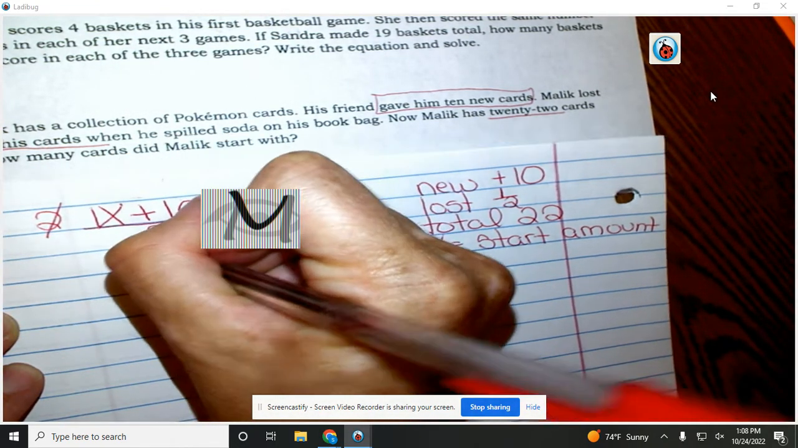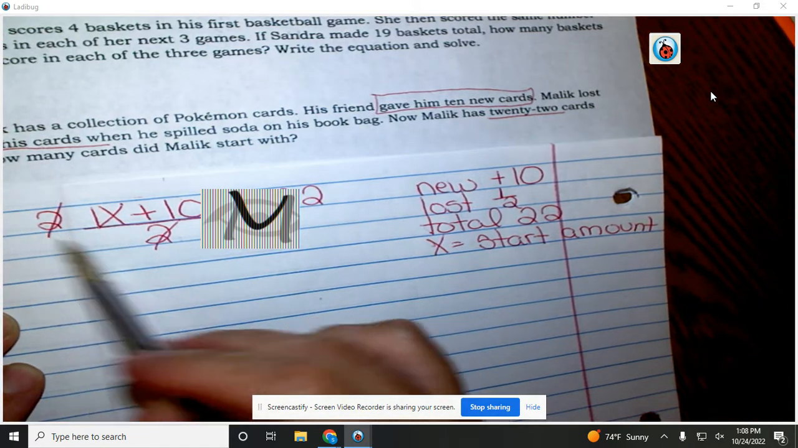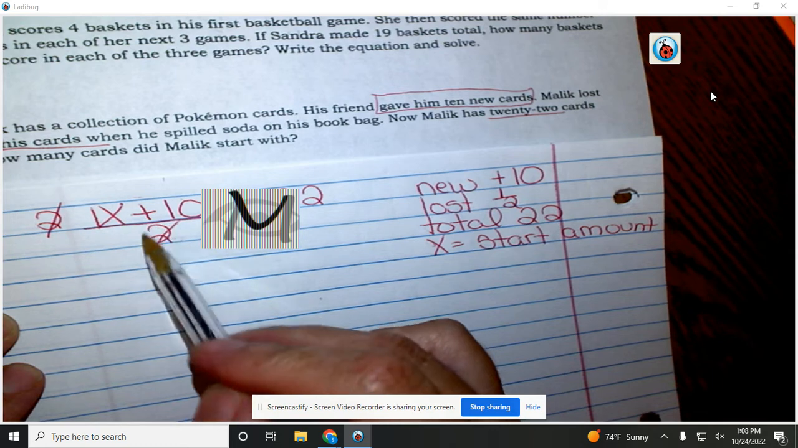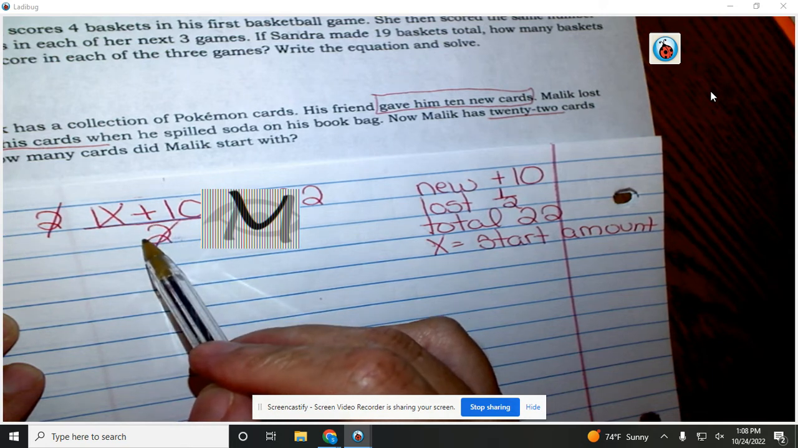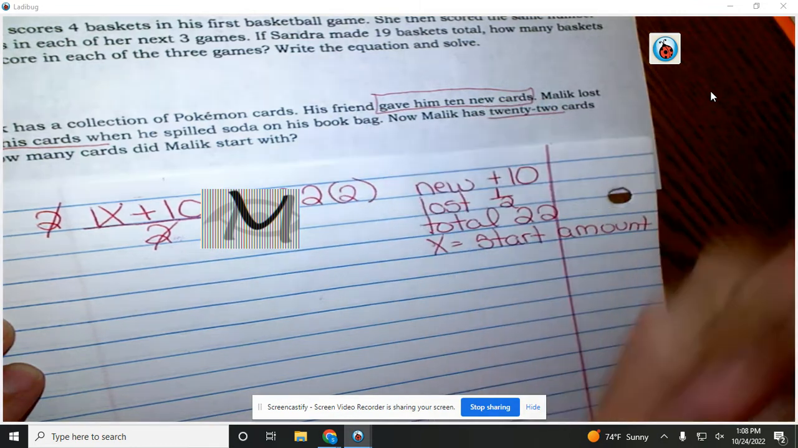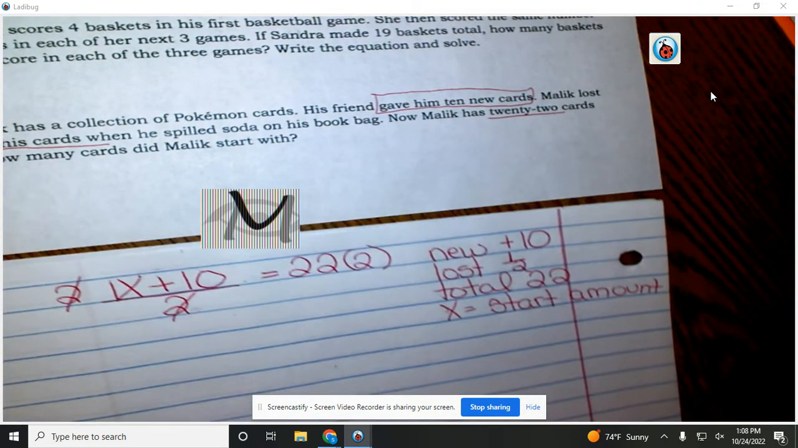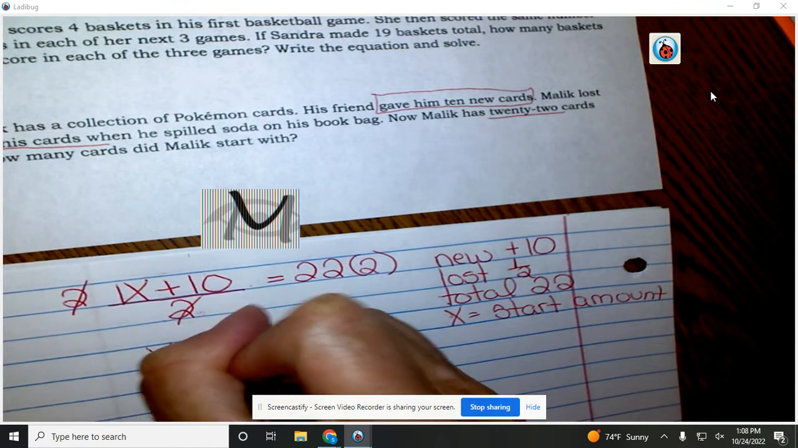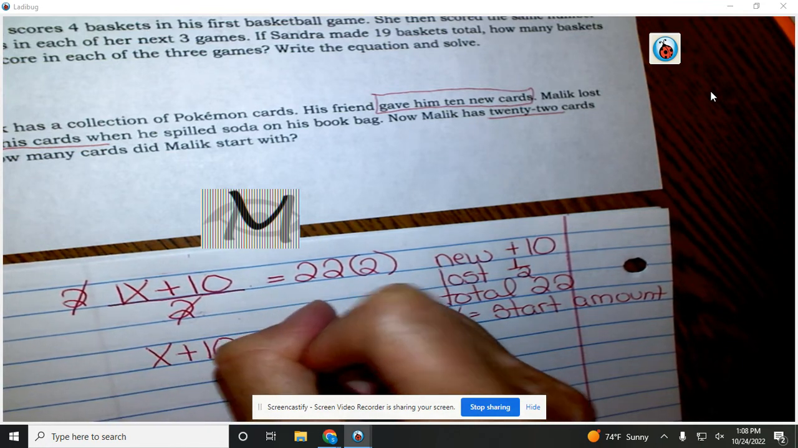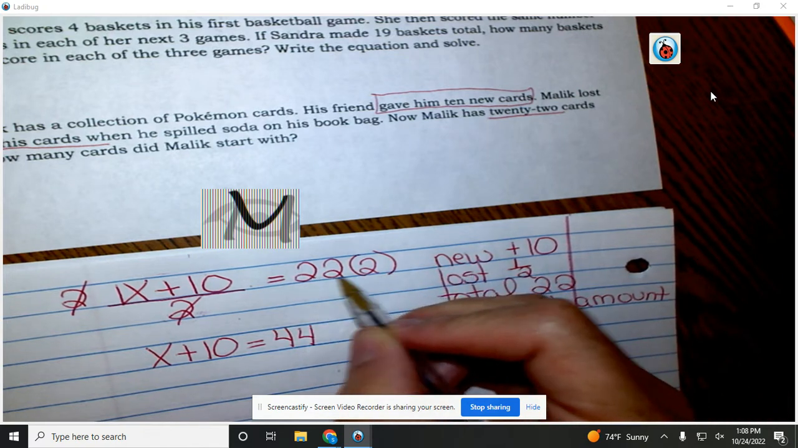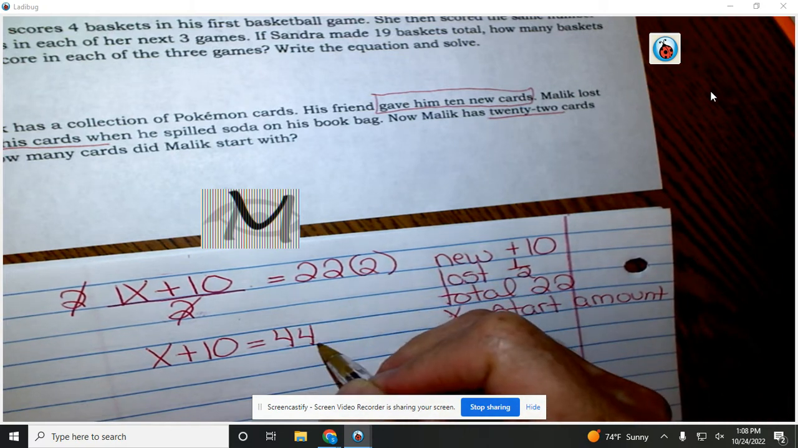And remember in class, we said, hey, if this is too confusing, just go ahead. If we see a denominator here, we're going to multiply. So we're going to multiply this side by 2. We're going to rewrite our expression. So it's going to be x plus 10 equals 44. And we got 44 because 22 times 2 is 44.